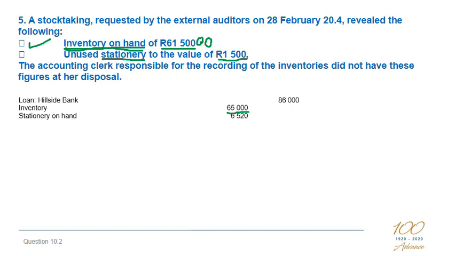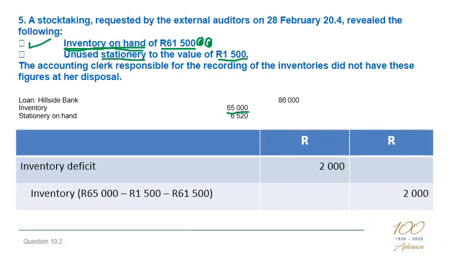Which one are you going to believe? You're going to believe what you saw with your eyes. So the difference between theoretical and actual will be an inventory deficit. So I have my 65,000 in the pre-adjustment trial balance minus the 1,500, the inventory adjustment that I made earlier.